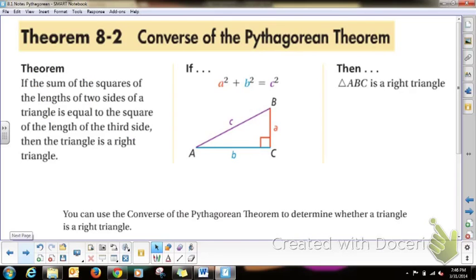So, we can use the converse, the flipped around version of the Pythagorean theorem. If the sum of the squares of the lengths of two sides of a triangle is equal to the square of the length of the third side, then it is a right triangle. So this is proving that a triangle is a right triangle. It's saying that if when you plug all the numbers in, it's equal, then it's a right triangle. So you can use the converse of the Pythagorean theorem to determine whether a triangle is a right triangle.